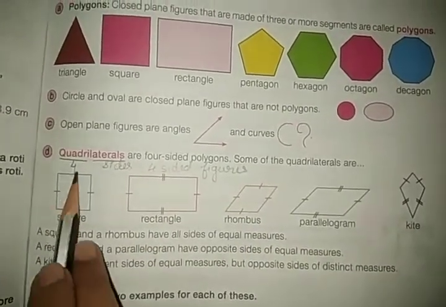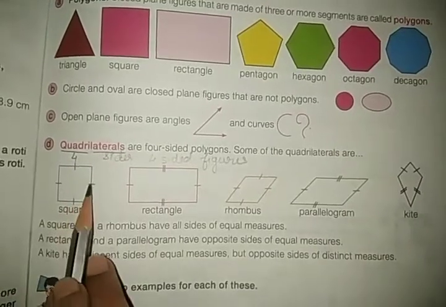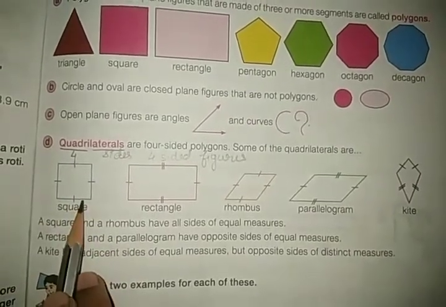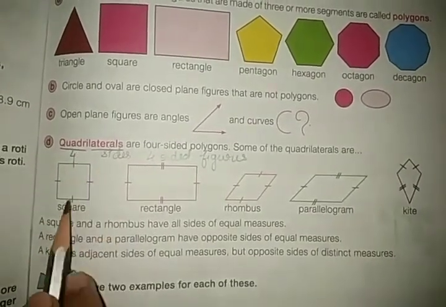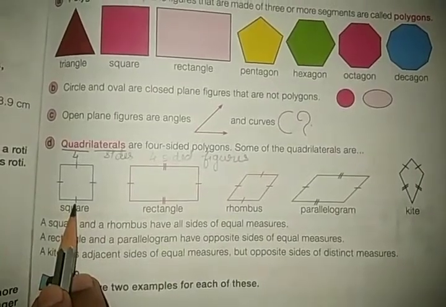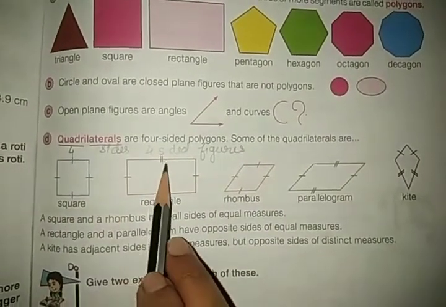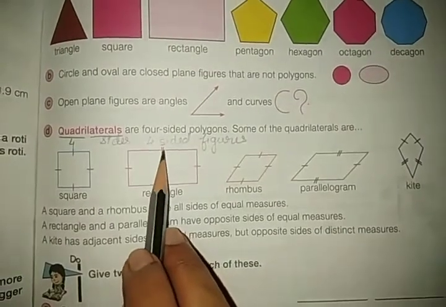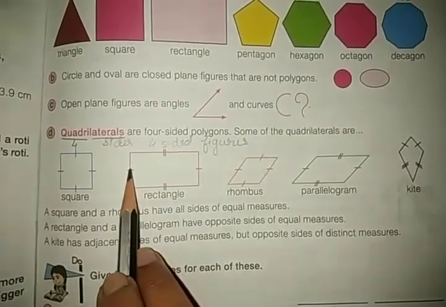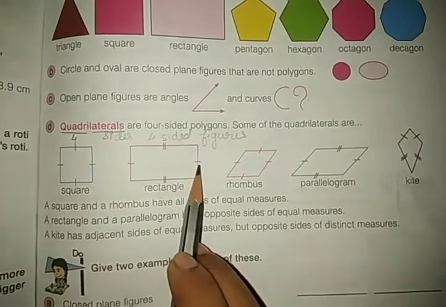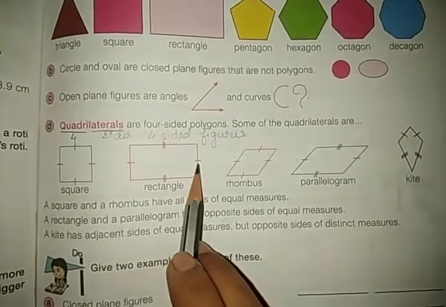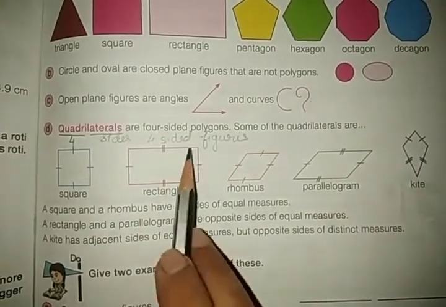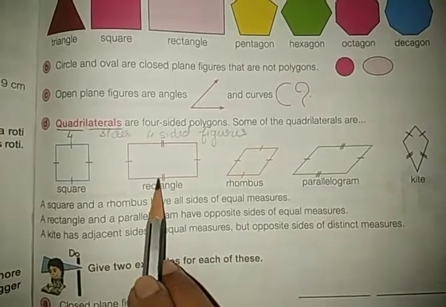Square has four sides, 1 2 3 4, so it is a quadrilateral. Quadrilateral means four-sided figures or polygons. And this is a rectangle. It also has four sides. These two are equal in length and these two are equal in length. So it is also a quadrilateral.